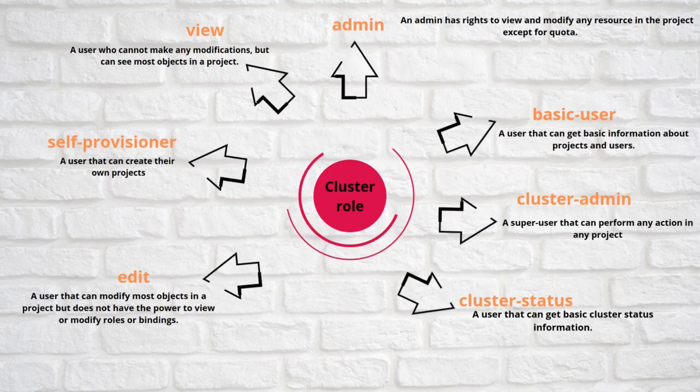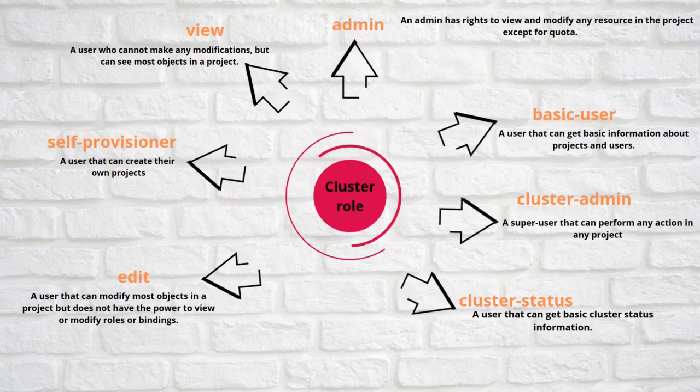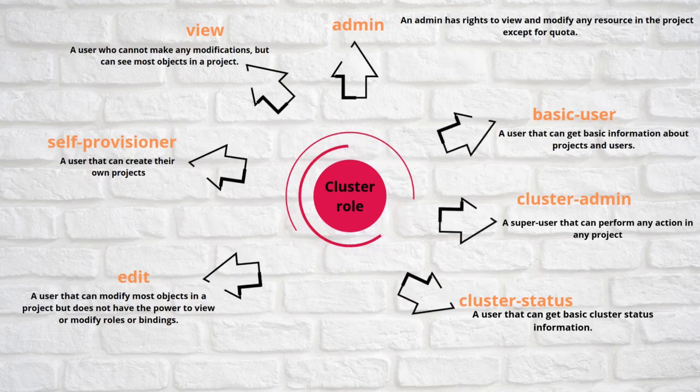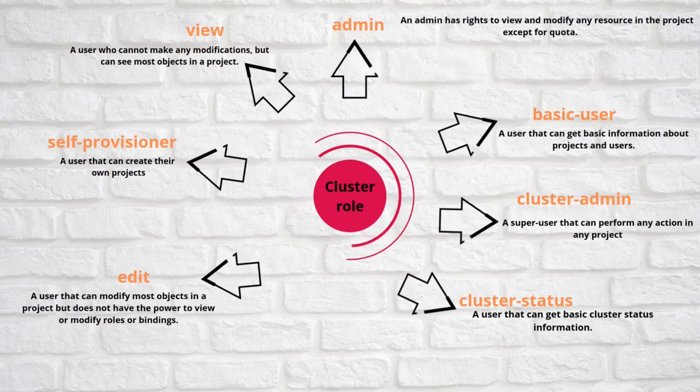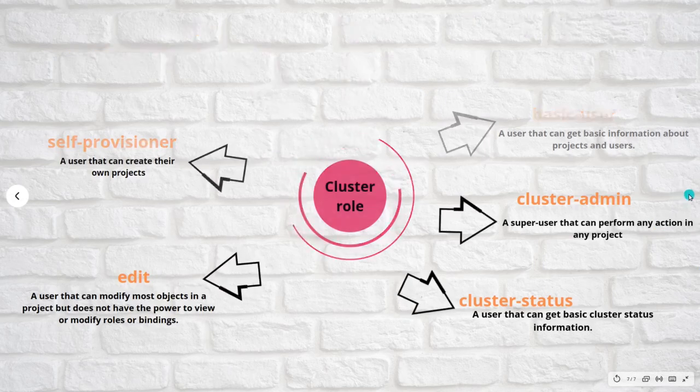Fifth is edit. With this role, a user can modify most objects in the project but does not have the power to view or modify roles or bindings. Sixth is self-provisioner. With this role, a user can create their own projects. Last one is view, where a user cannot make any modifications but can see most objects in the project.